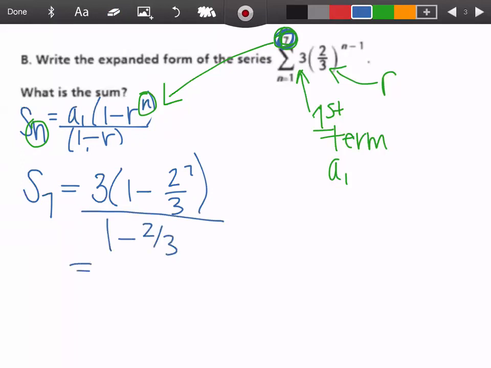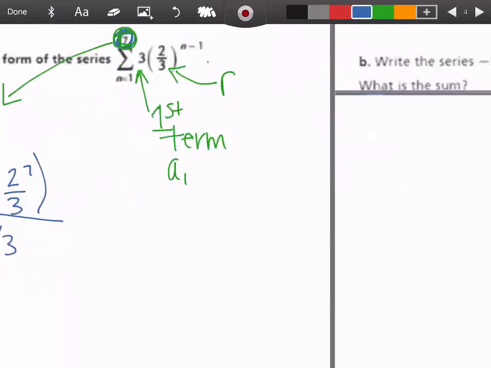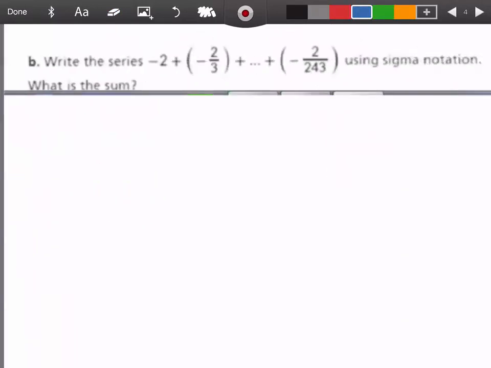Once you enter that into your calculator, you should get 8.47. And that is the sum of that series that we just wrote out. We have one last example. We're going to write the series using sigma notation.